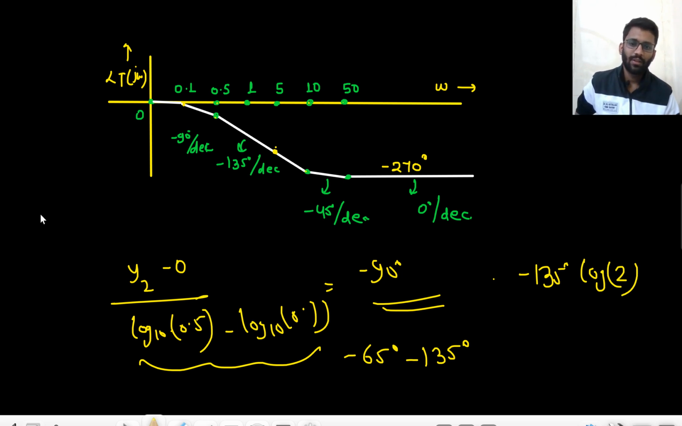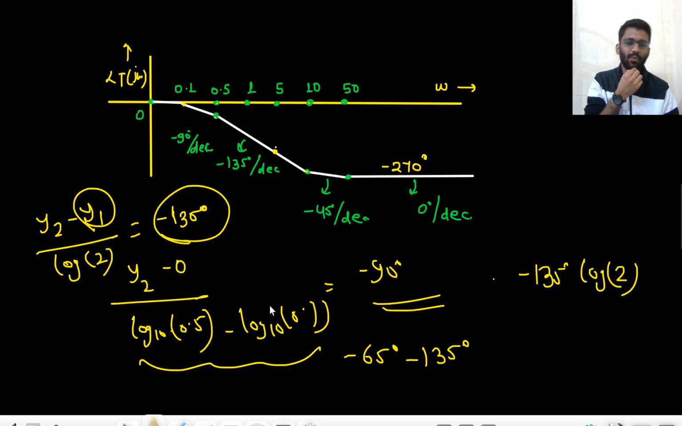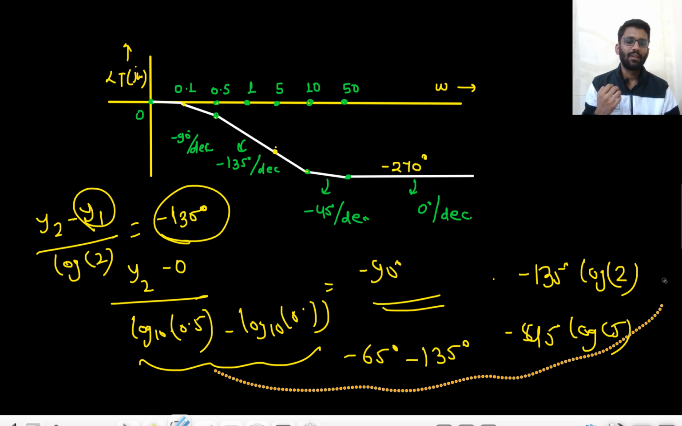Why so? You can do it. Let's just assume this point is Y2. This point you know, whatever it is, Y2 minus Y1, whatever it is, upon log 10 by 5, that will be log 2, and the slope is minus 135 degree. So what you will lose? From Y1 you will lose minus 135 into log 2. So this is what I put here. And then from here to here you are going, you will lose minus 45 into log 5. So this much you will lose. So nearly it is coming around 270 degree.